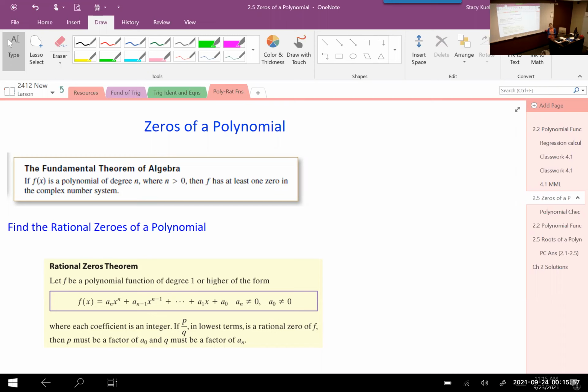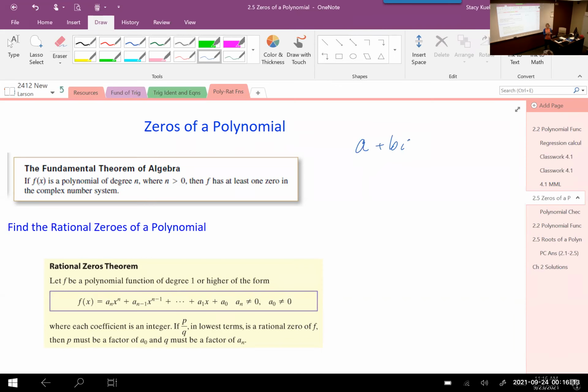Do we all remember what a complex number is? Imaginary numbers? Oh, I hate those. Well, just real fast, remember that it's written as a plus bi, right? That is a complex number, okay?